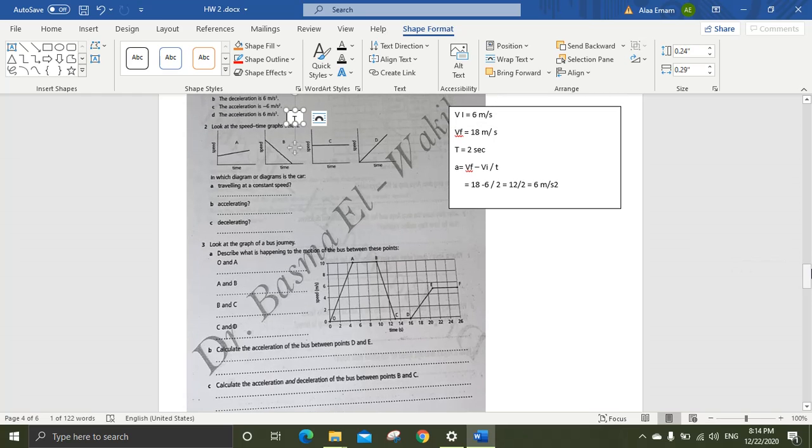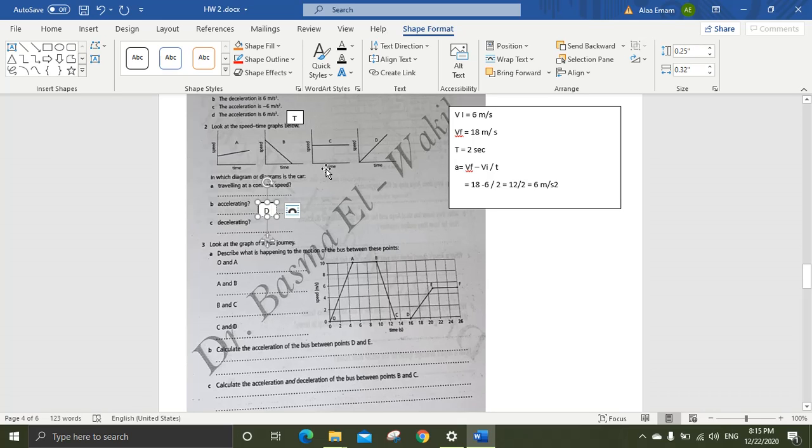Now looking at the speed time graphs, diagrams A, B, C, and D. Which one shows an object which is traveling at constant speed? Let's take an example of diagram D. For diagram D, as the time passes, the speed is increasing, right? So this doesn't match a constant speed. However, it matches the acceleration. So we can write D here, right?